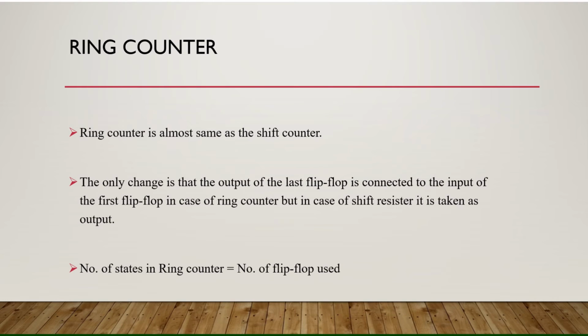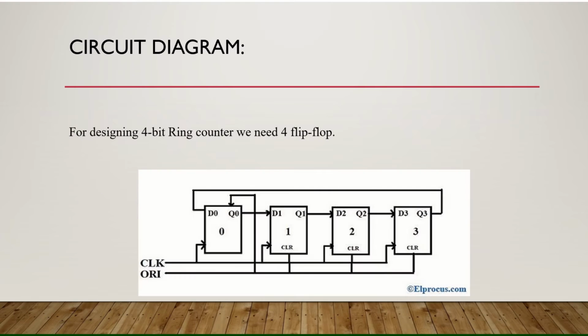Next, ring counter. Ring counter is almost the same as the shift register. The only change is that the output of the last flip-flop is connected to the input of the first flip-flop in case of a ring counter, but in case of shift registers, it is taken as the output. Number of states in a ring counter is equal to the number of flip-flops used. For designing a 4-bit ring counter, we need 4 flip-flops, and this is the circuit diagram for the ring counter.